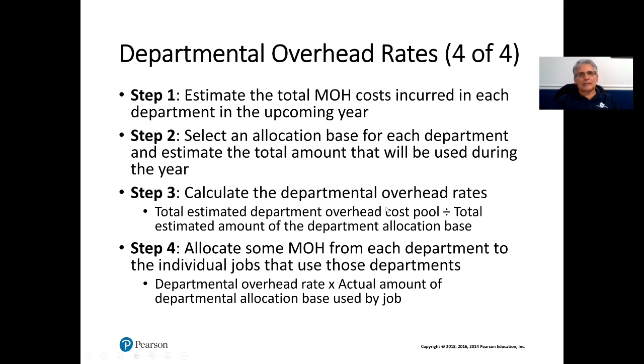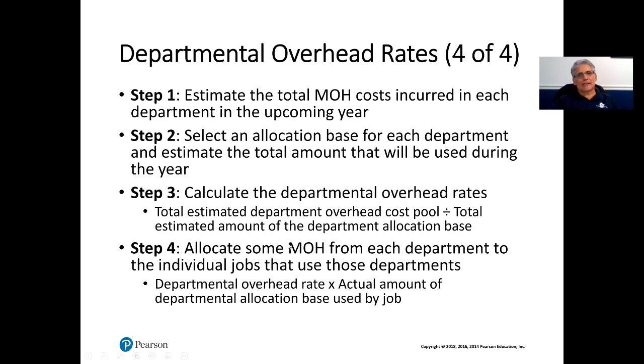Number 3, calculate the departmental overhead rates. This is the same computation that we've learned before. We'll take the total estimated, but the difference is now this is the department overhead cost pool, the department rather than the overall overhead costs. And then we're going to divide that by the total estimated amount of the specific department allocation base. So we're doing the same thing we've done before, except now we're breaking it down by department.